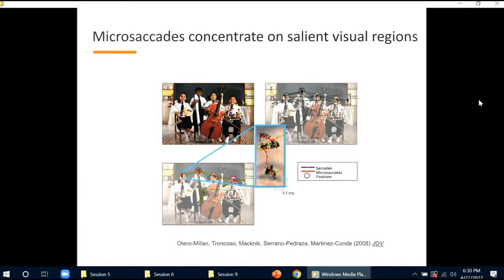Not every fixation contains microsaccades, but the fixations that occur in areas of high interest, such as faces, tend to generate a lot of microsaccades, as if the visual and oculomotor systems working together are producing microsaccades to gather information from information-rich regions of the scene.